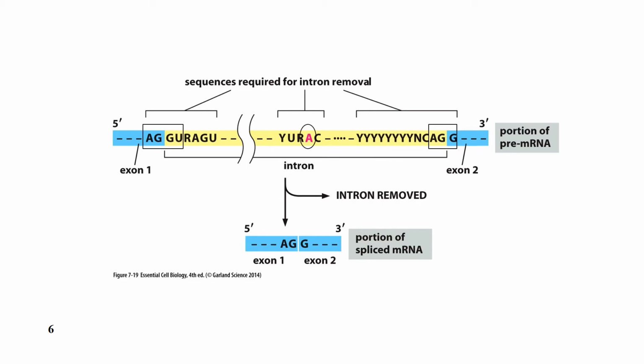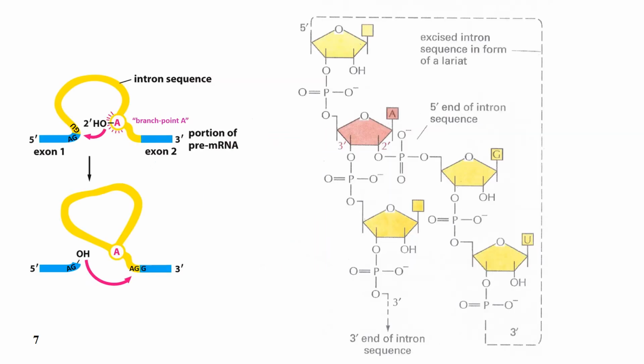Of course, we're also going to highlight that branch point A. And I'll show you that at the bottom, when the intron is removed, we will always splice together an AG from the upstream exon to the G from the downstream exon. Okay, here's where it gets a little ugly.